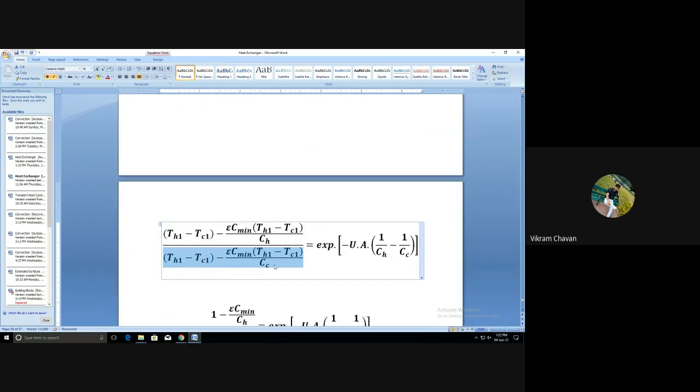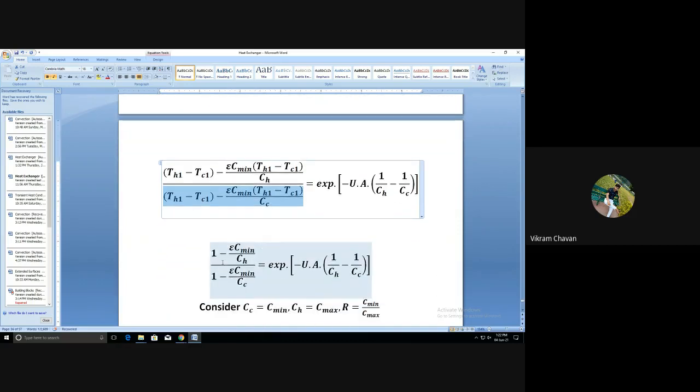So further we will get the equation as 1 minus effectiveness inside bracket C minimum divided by CH, and on the denominator side we will get 1 minus effectiveness multiplied by C minimum divided by C suffix C, and that will be equal to exponential of, in a square bracket, minus U multiplied by A inside bracket 1 upon CH minus 1 upon C.